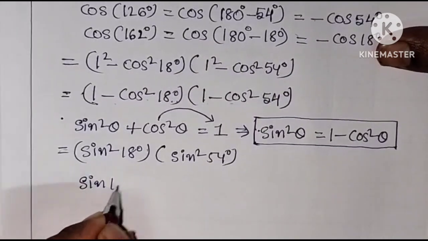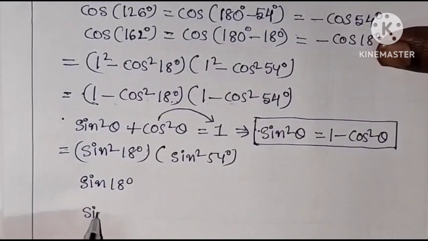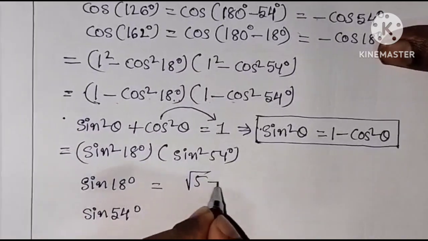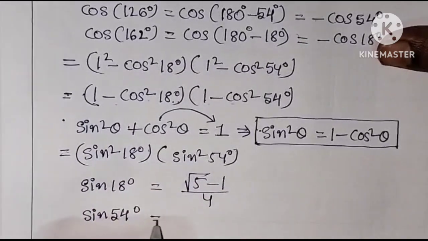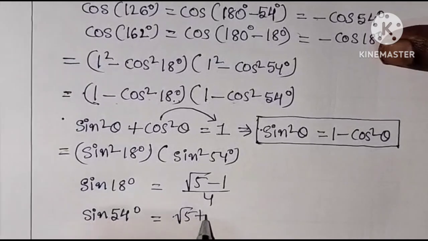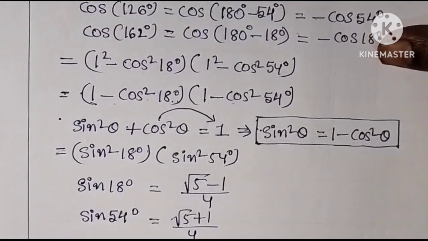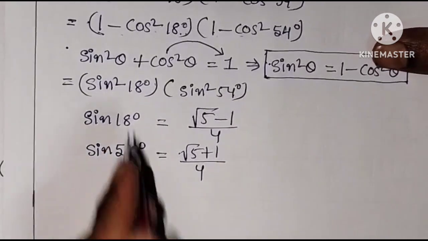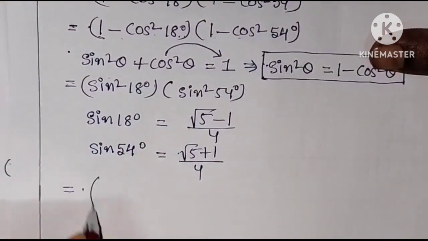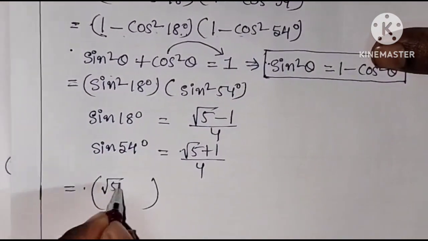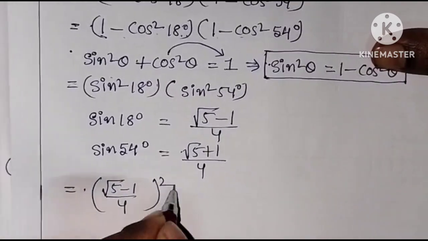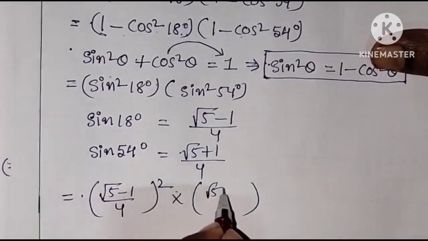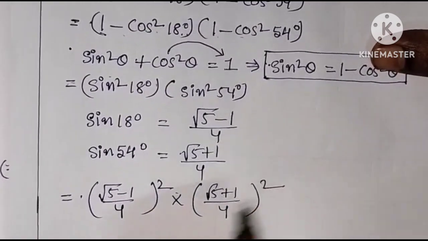Now let us discuss two important formulas: sine 18 degrees and sine 54 degrees. Sine 18 degrees is how much? Root 5 minus 1 by 4. Sine 54 degrees is root 5 plus 1 by 4. Now substitute values here. Sine square 18 degrees: sine 18 degrees is root 5 minus 1 by 4, whole square. Sine square means whole square. Now sine square 54 degrees is root 5 plus 1 by 4 whole square.